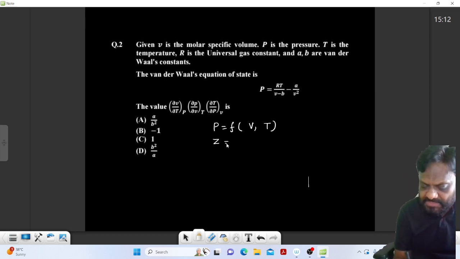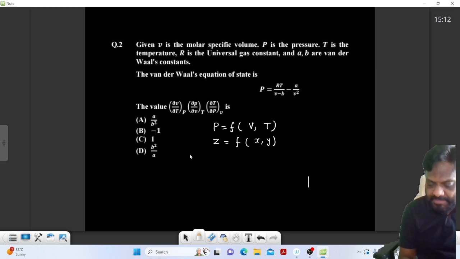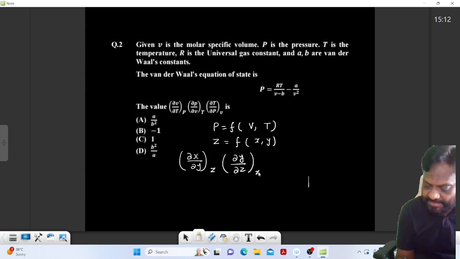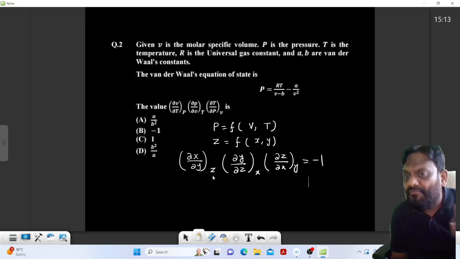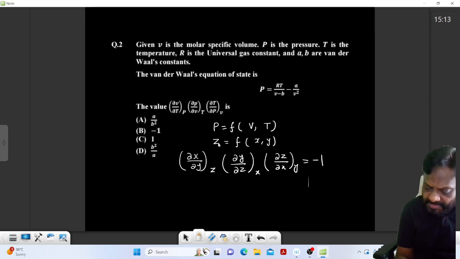If z is a function of x and y, then we know very clearly, from the theory of partial differentiation, ∂x/∂y at constant z into ∂y/∂z at constant x into ∂z/∂x at constant y is equal to -1. So in place of z we have p, in place of x we have v, in place of y we have T. Now apply this.